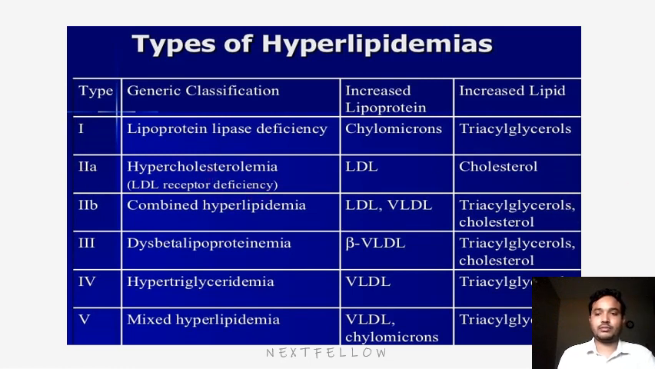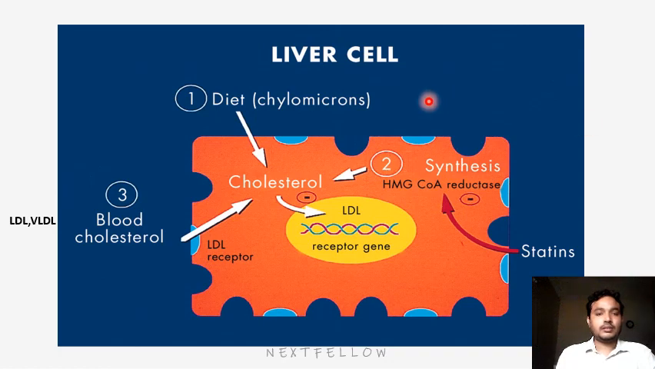Next is the pathophysiology in the liver cell. When we take diet, chylomicrons are formed, which are useful in cholesterol synthesis. In cholesterol synthesis one enzyme is helpful, HMG CoA reductase. When this enzyme is inhibited, there will be no formation of cholesterol. When the liver doesn't form cholesterol, the production of hormones and bile acid decreases. So the liver has a compensatory mechanism.